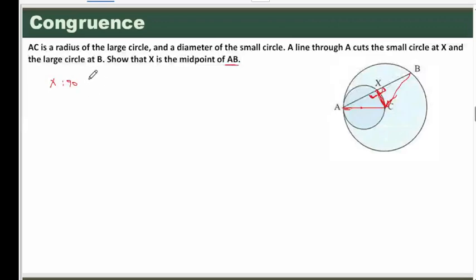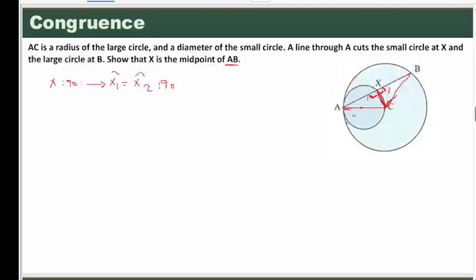The angle in the small semicircle, located at the circumference of this semicircle, is 90 degrees. So I say X equals 90. So X1 equals X2. X1 and X2 are both equal to 90.